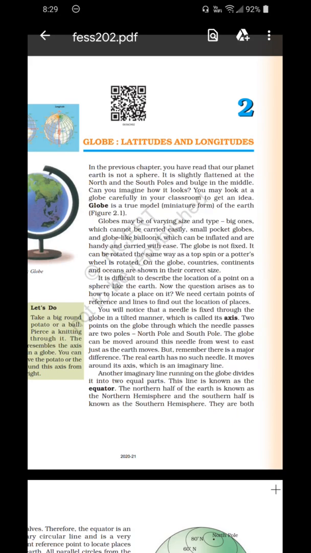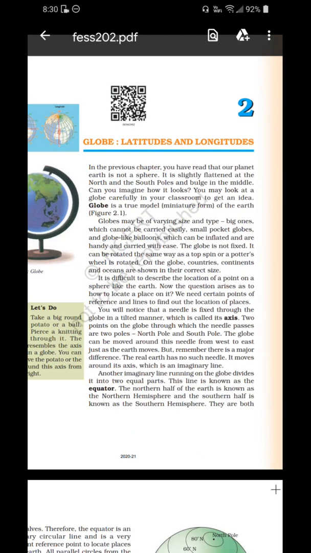It is difficult to describe the location of a point on a sphere like the Earth. Now, the question arises as to how to locate a place on it. We need certain points of reference and lines to find out the location of places. You will notice that a needle is fixed through the globe in a tilted manner, which is called its axis. Two points on the globe through which the needle passes are two poles, North Pole and South Pole. The globe can be moved around this needle from west to east just as the Earth moves.